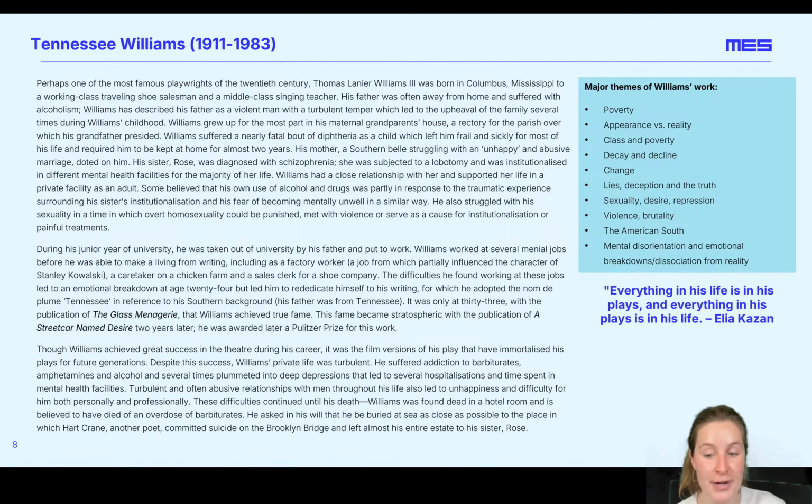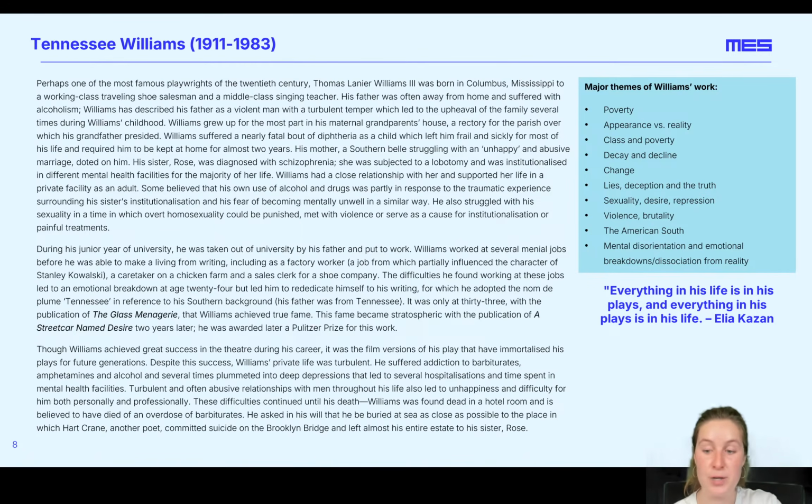Williams suffered a nearly fatal bout of diphtheria as a child, which left him sickly and frail for most of his life and required him to be kept at home for almost 2 years. His mother, a Southern belle, struggling with an unhappy, and that's quotes from Williams himself, and abusive marriage, doted on him. His sister, Rose, was diagnosed with schizophrenia. She was subjected to a lobotomy and was institutionalized in different mental health facilities for the majority of her life, from basically the time Williams himself was at university.